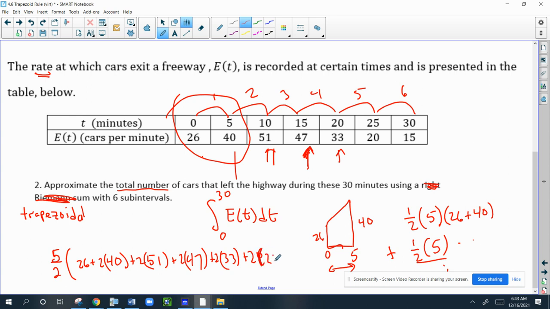And we're done. So you can see that 15 is going to be used once because it's only part of one trapezoid. So is 26. Every other height was used twice. Now you can only do this really if you have equal intervals. Otherwise, you would have to do all of them separately like I was doing over here. So hopefully that made sense.